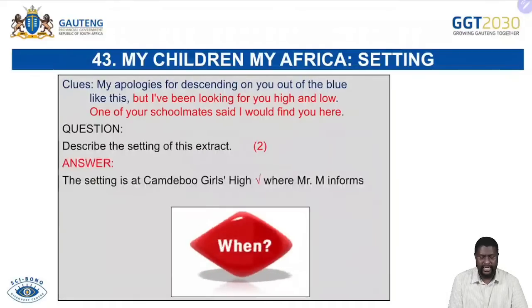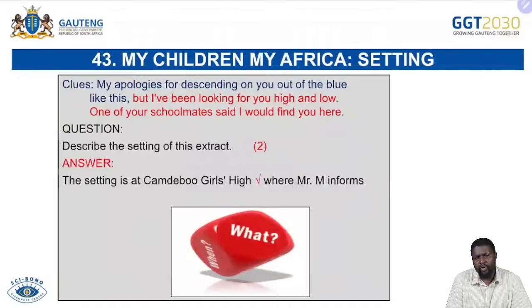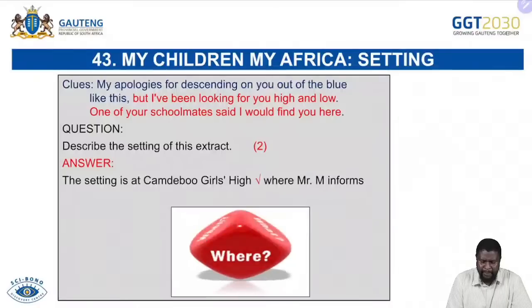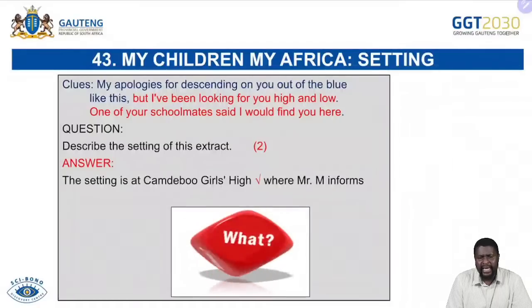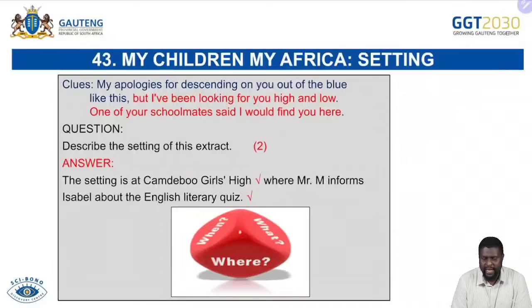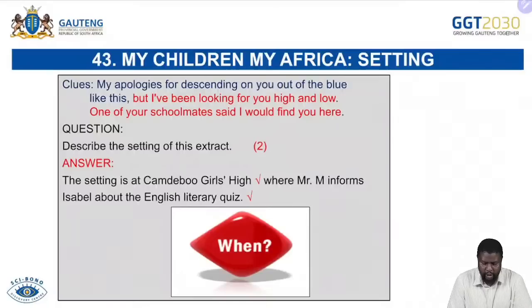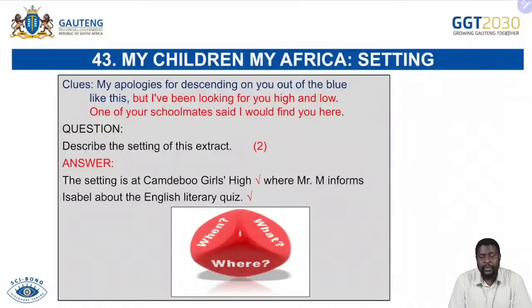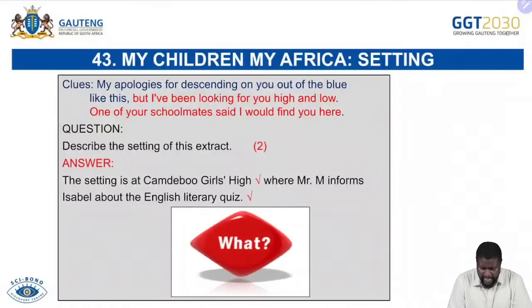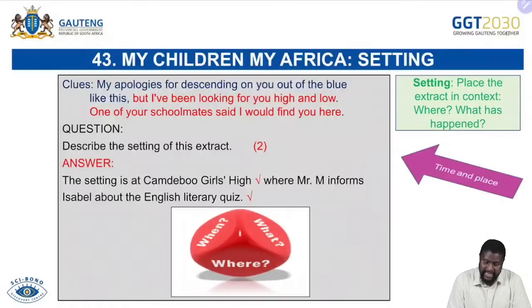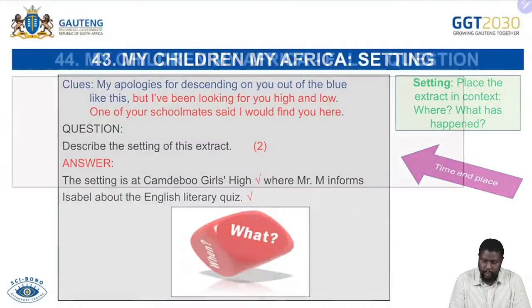The answer here, we say the setting is at Camp Debu. Looking for you high and low. Your classmates, your schoolmates said I would find you here. It must be Isabel's school. What is Mr. M doing there? When did Mr. M go to Camp Debu? When he went to inform Isabel about the English literary quiz. That's the time he went to Camp Debu. Again, context. What is happening? Place and time.